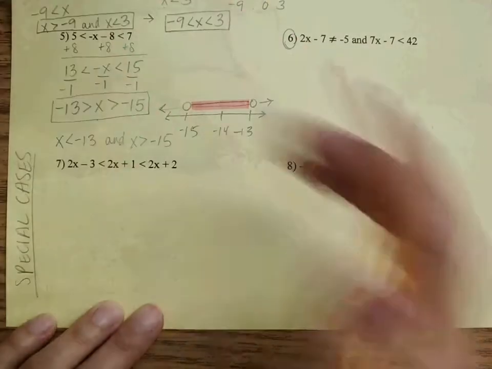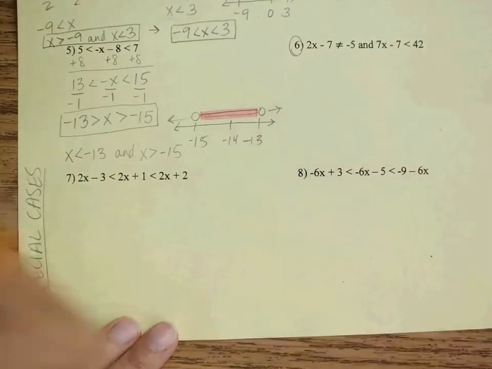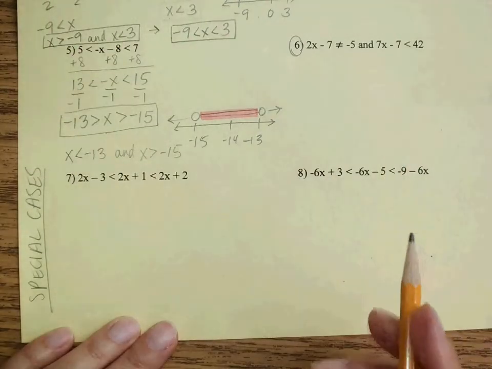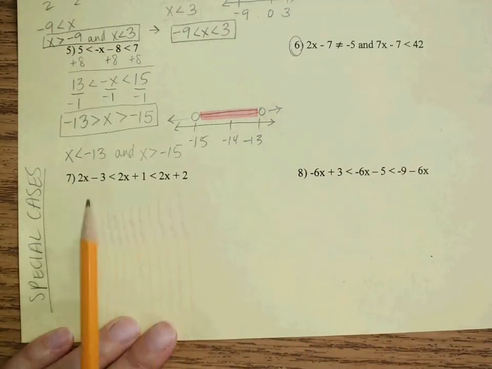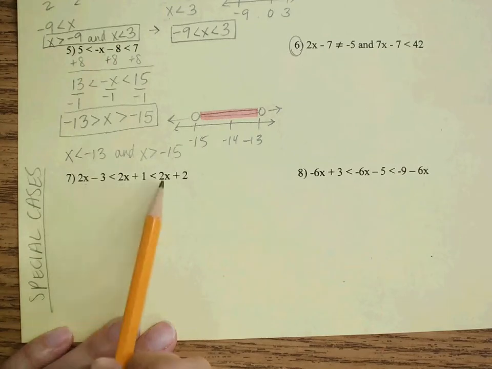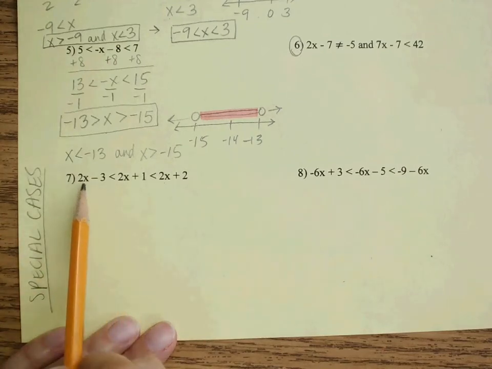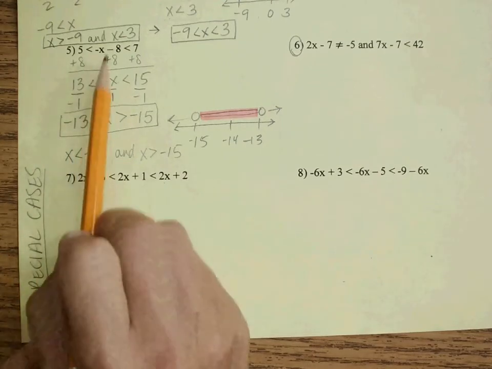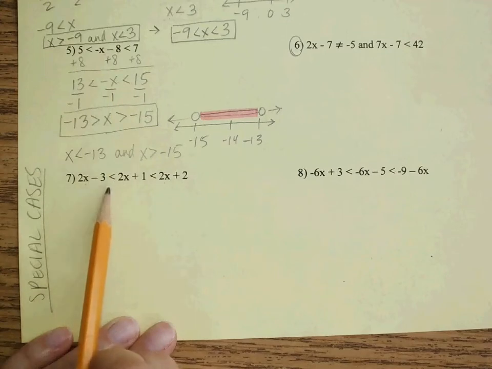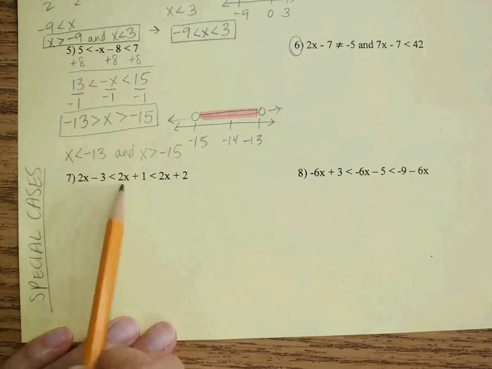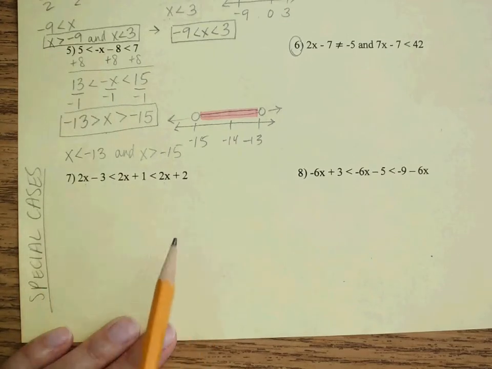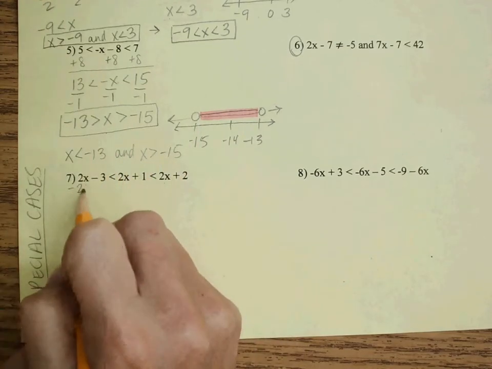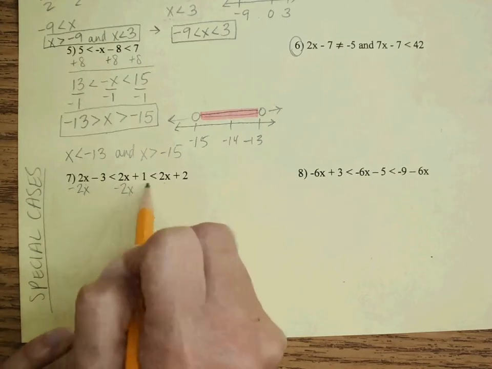So for number 7, what I'm going to do is, I glance at this and I see that I have 2x on each side of that inequality. And kind of how I started number 5 is to solve for x. But in this case, when I have more than one variable term, just like how we did equations, we always start with subtracting out our variable terms. So I'm going to subtract 2x from each side.